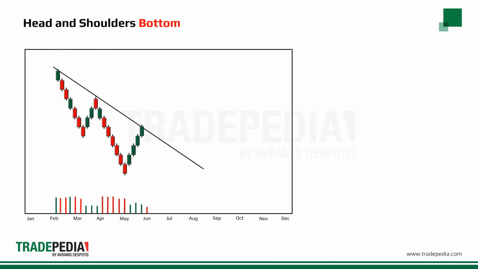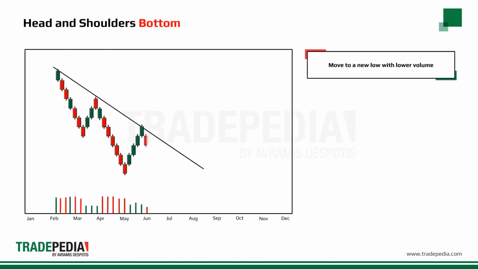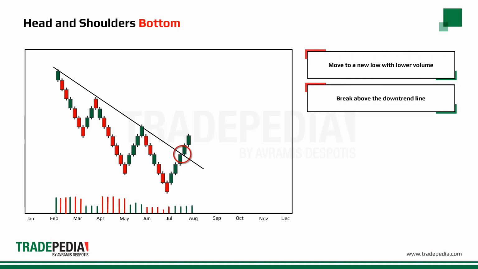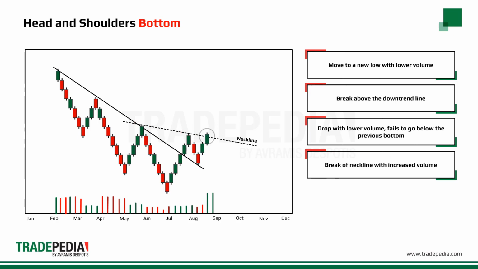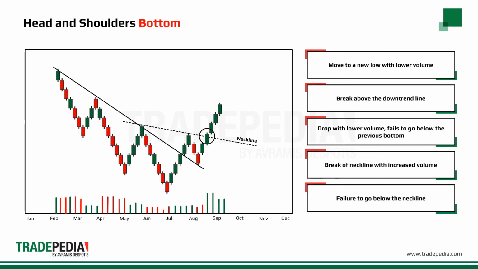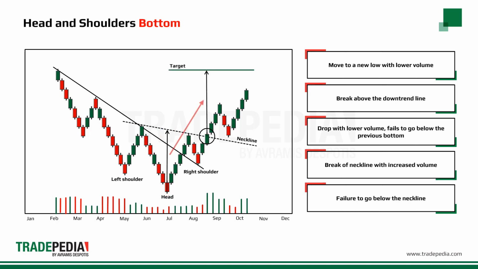For head and shoulders bottom, it is just the opposite. A drop to a new low accompanied by lower volume levels, and a break above the downtrend line. Then a dip on lower volume levels fails to go below the previous bottom. At this point, we can identify the neckline by drawing a straight line connecting the two previous tops. The reversal is activated with a break above the neckline being accompanied with increased volume levels. Failure to go back below the neckline acts as a confirmation to the new uptrend. For the initial target, measure the distance between the head and the neckline and project the distance from the break of the neckline.